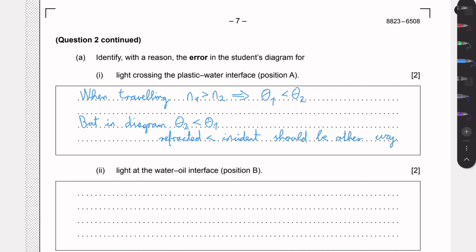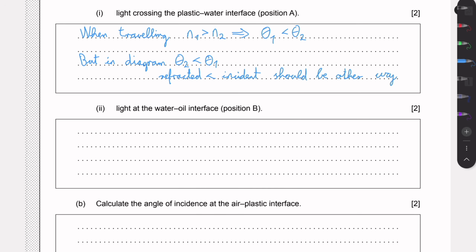So we could say according to the diagram, total internal reflection occurs.